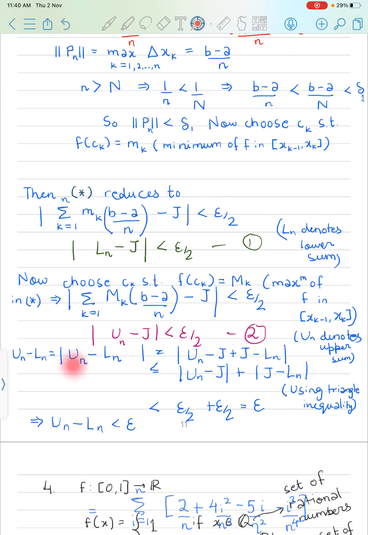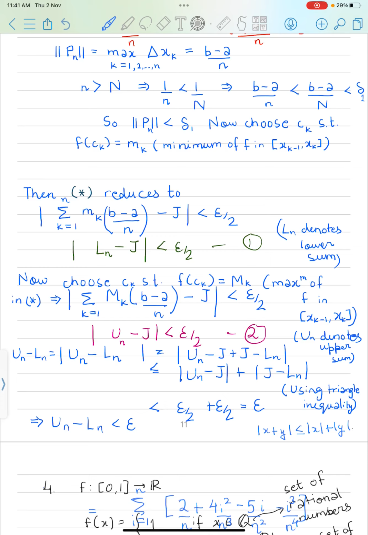Now Un is obviously greater than Ln, because for Un you are taking the maximum value, which is greater than the minimum value. So Un minus Ln is positive, so if you take the mod of Un minus Ln, it returns the same value. This can be written as Un minus j plus j minus Ln, because minus j plus j is 0, so it won't affect. Now we are using the triangle inequality. What is the triangle inequality? The mod of x plus y is less than or equal to mod x plus mod y.